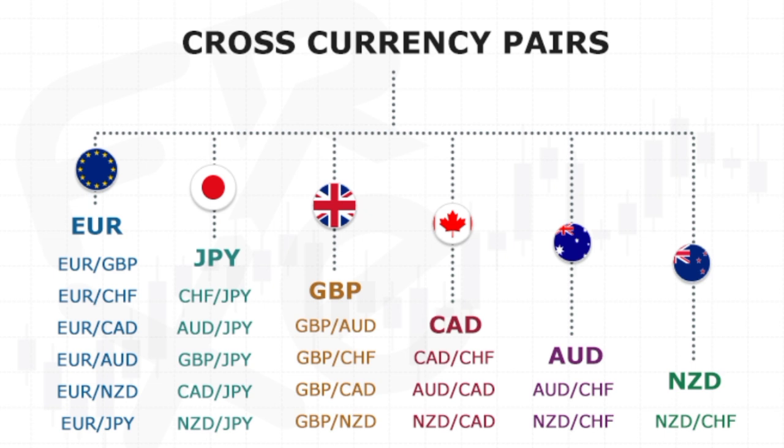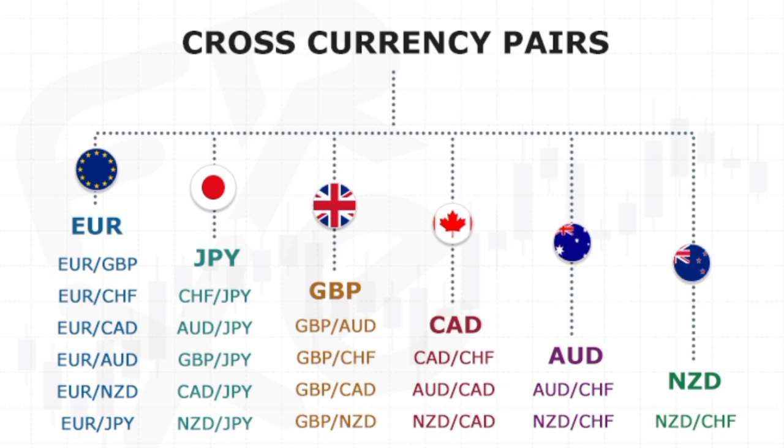So these are the cross pairs. You can see we have the EUR/GBP, the EUR/CHF, the EUR/CAD, the EUR/AUD, the EUR/NZD, and the EUR/JPY. If you notice, you did not see USD there. So we come to JPY. Same with the JPY, we have the CHF/JPY, AUD/JPY, GBP/JPY, CAD/JPY, and the NZD/JPY. I'm sure you should know the full meaning of all this by now. I'm just mentioning this so that it won't take much of our time. So we have the Great British Pound also, which is the GBP/AUD, GBP/CHF, GBP/CAD, and GBP/NZD.